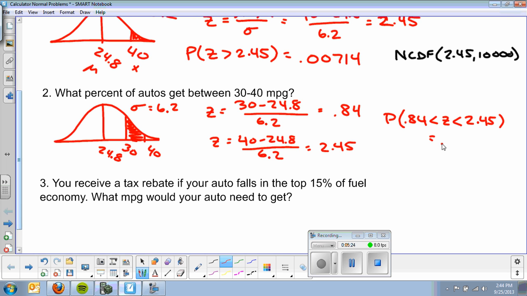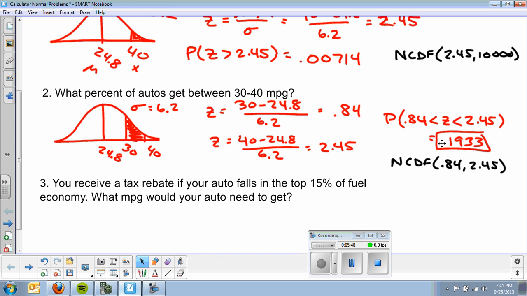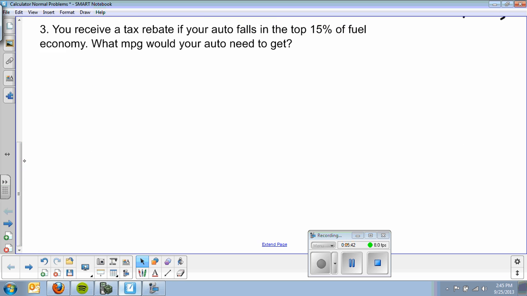0.1933. And again, I type that in as normal CDF, 0.84, 2.45. Okay, last one, reverse normal problems.